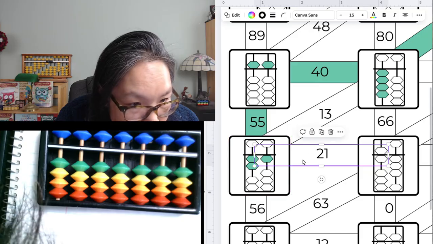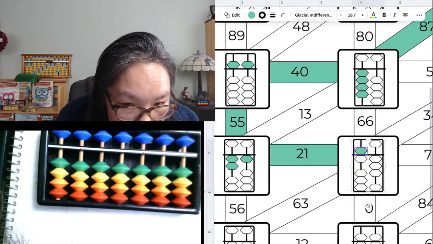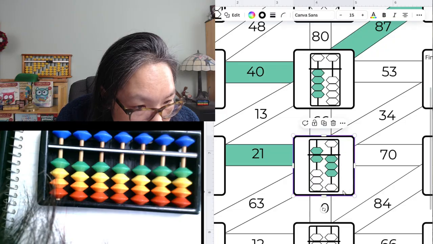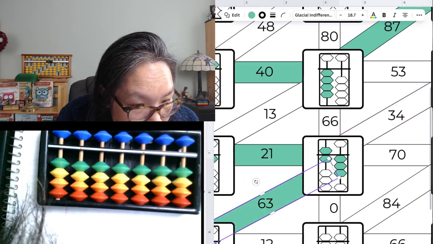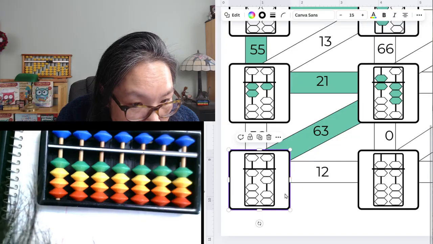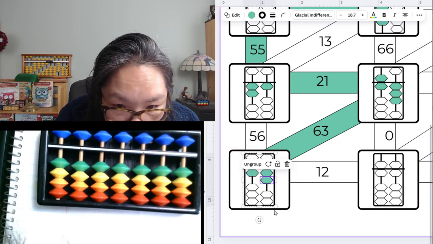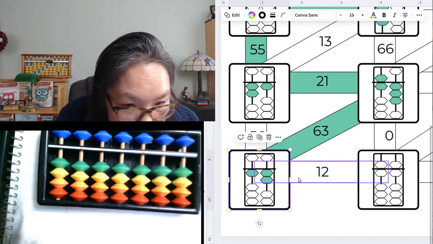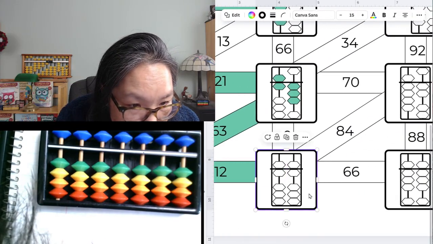Yes. And then we're here now. And then this one. 63. 63. Okay, good. So we're okay. So it seems like it's going to be okay. So this one is, what number is that? That's 12. Yes, this is 12. And then we go to here.